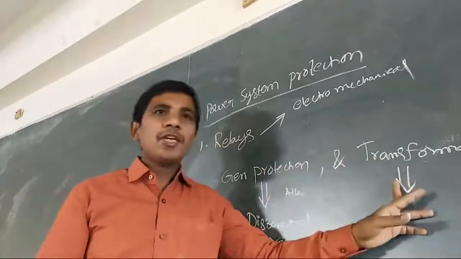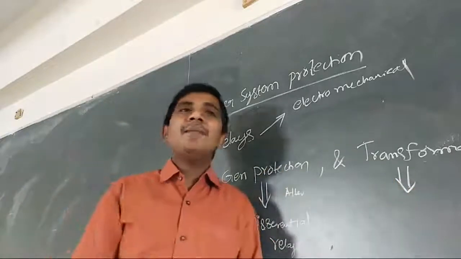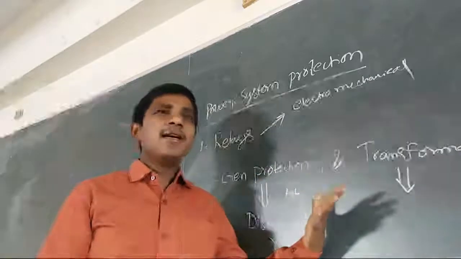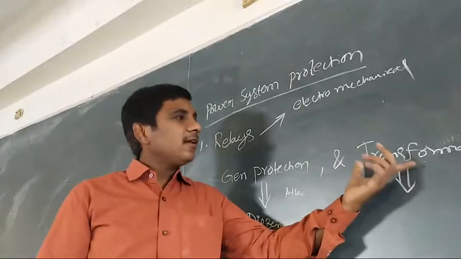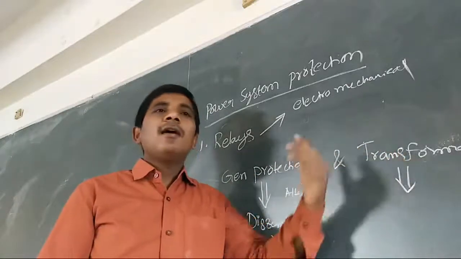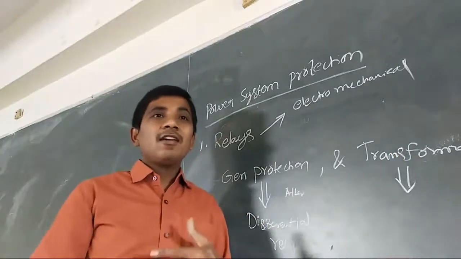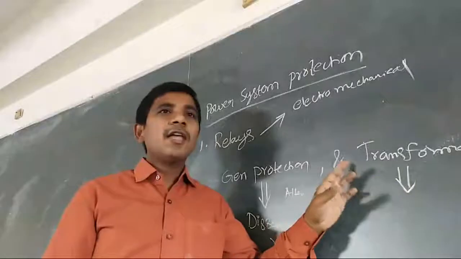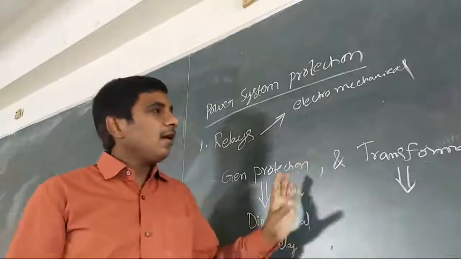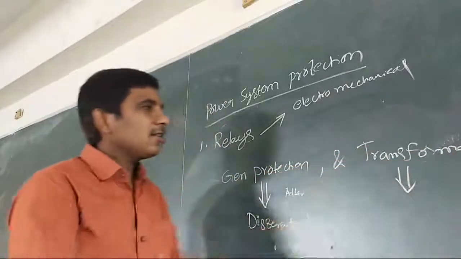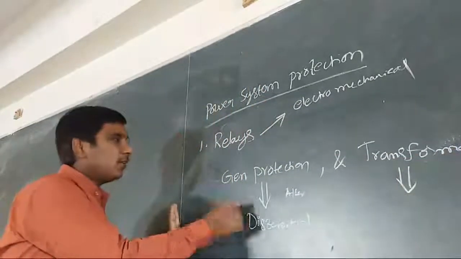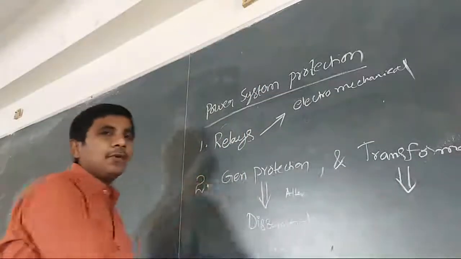Similarly, for transformer protection, a Buchholz relay will be used. The various faults occurring in a transformer, internal faults and external faults, will all be handled in different manners. For all types of faults, what do we have to do? How do we protect the transformer? How can we protect the generator? That comes under unit 2.